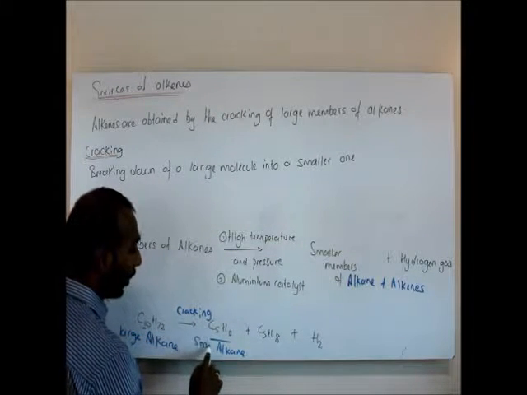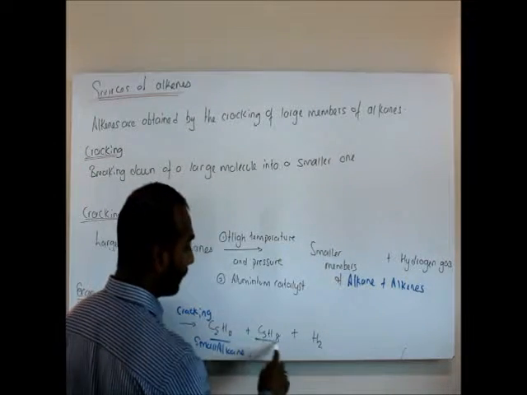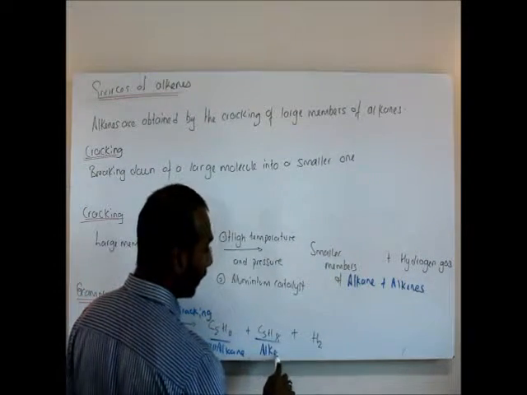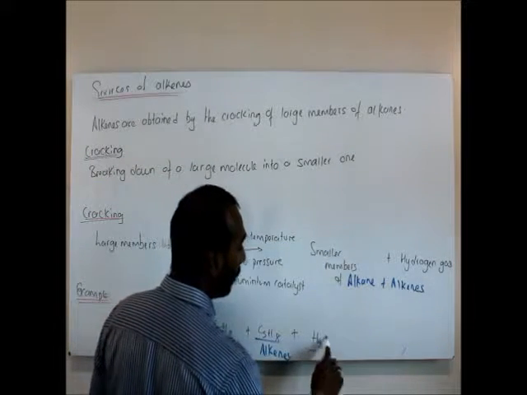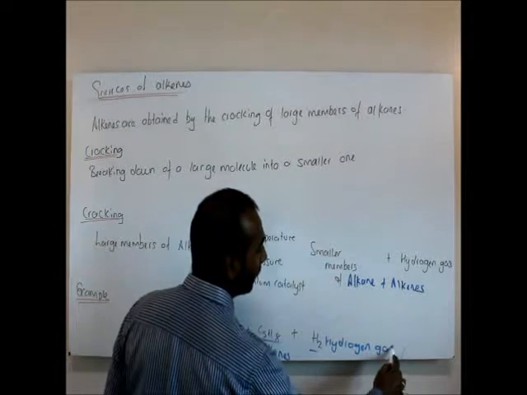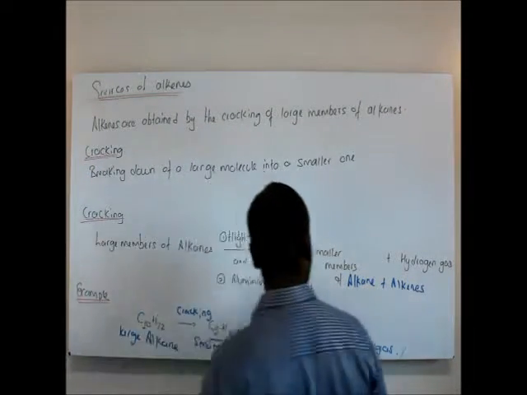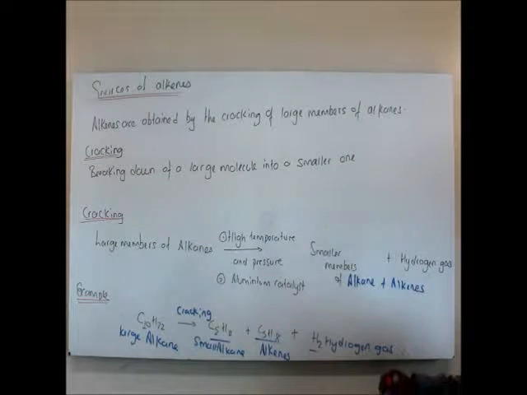This one is a small alkane because it contains 5 carbon atoms. It forms alkenes and it also forms hydrogen gas. Okay, so that's how we do cracking.